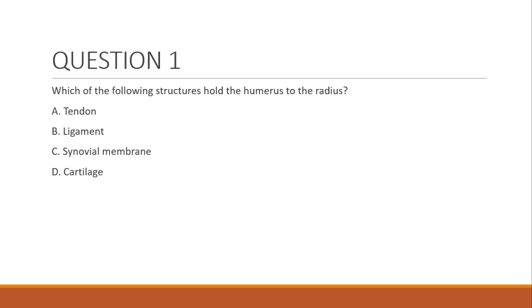So let's start. Question 1 reads, which of the following structures hold the humerus to the radius? The humerus and the radius are bones. We've got A, tendon, B, ligament, C, synovial membrane, and D, cartilage.